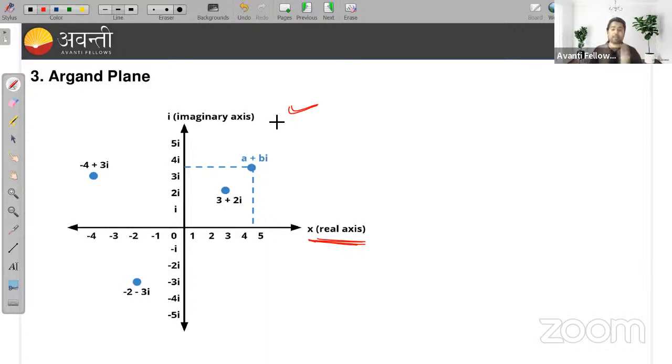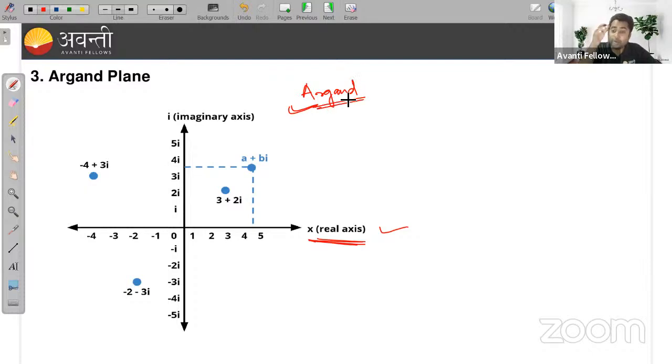Similarly, in the Argand plane, the x-axis represents the real axis, and the y-axis is my imaginary axis. That means on the x-axis we can plot the real numbers, and on the imaginary axis, or the y-axis, we can represent the imaginary numbers. Is that clear to everyone? Yes. So actually, this is my Argand plane.